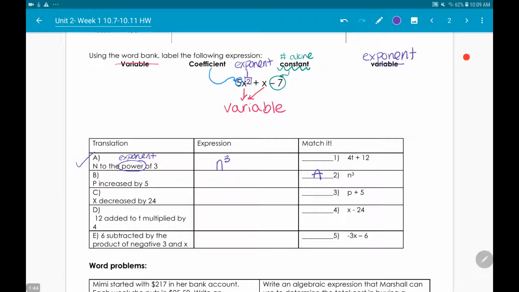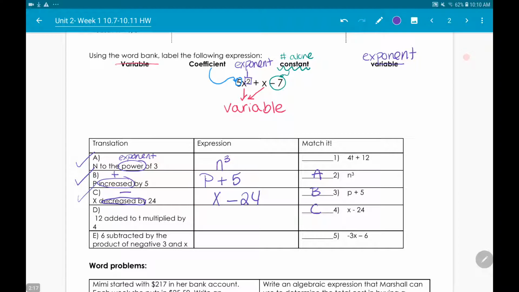P increased by 5, how would we write that? Okay, remember increased by means plus, so it's P plus 5, and that matches with 3. X decreased by 24. Decreased by is subtraction. So we have x minus 24, which matches with 4.